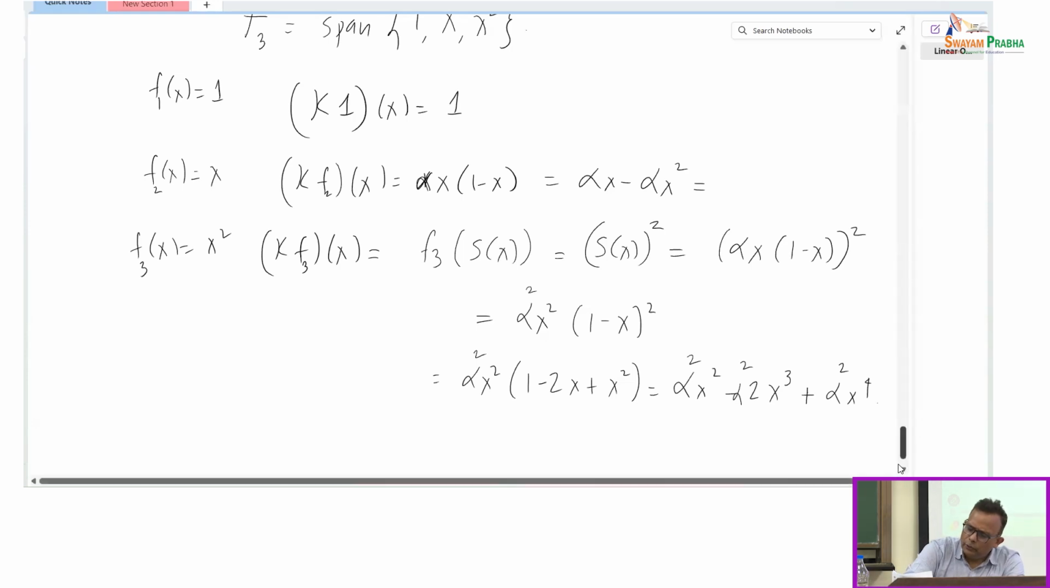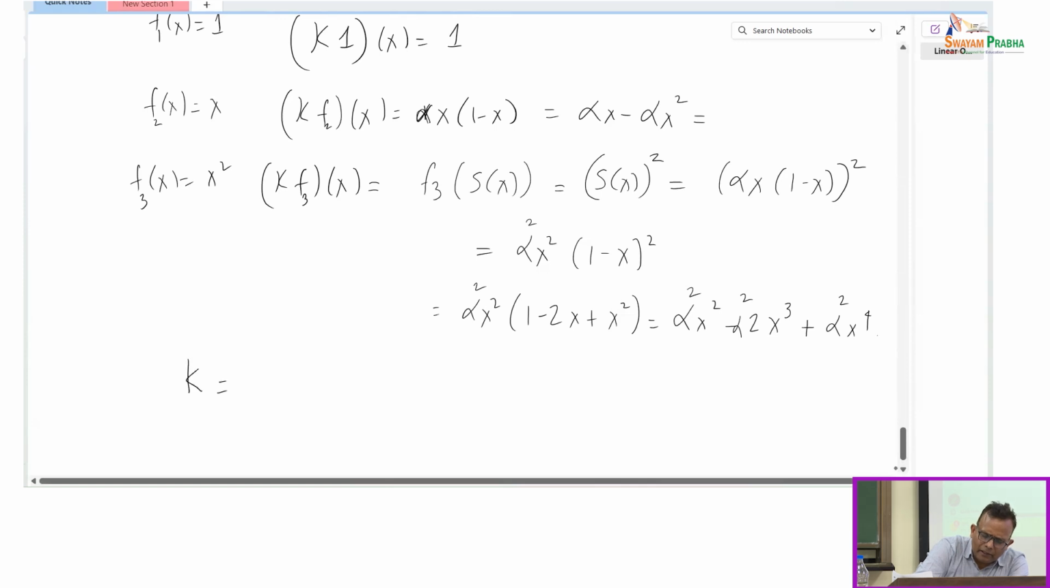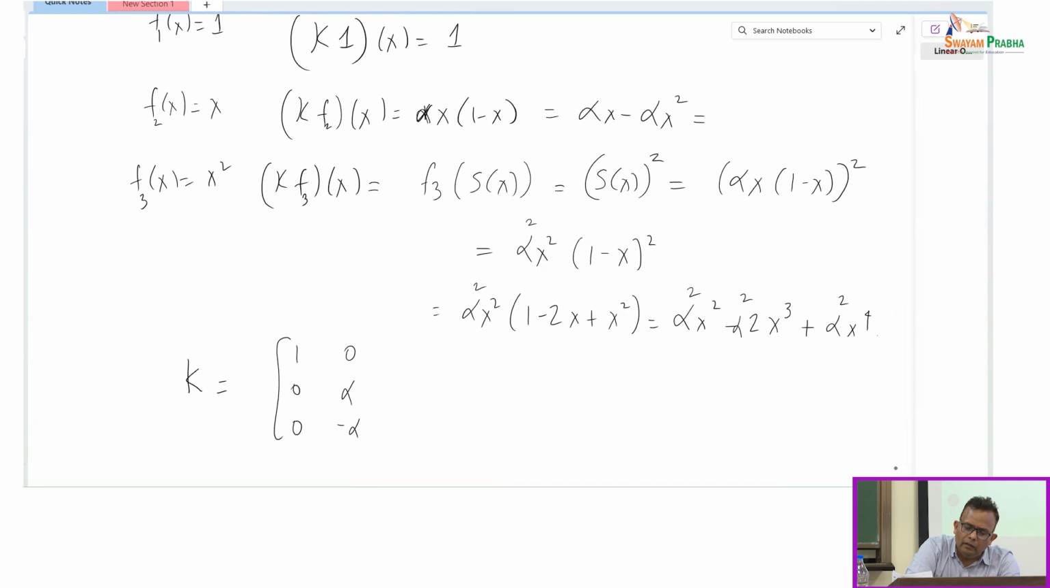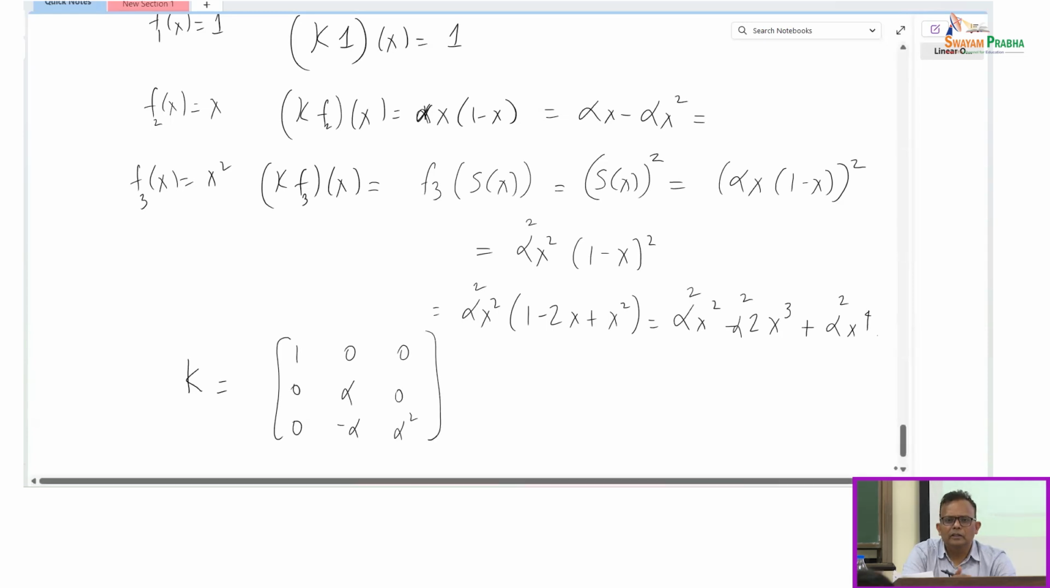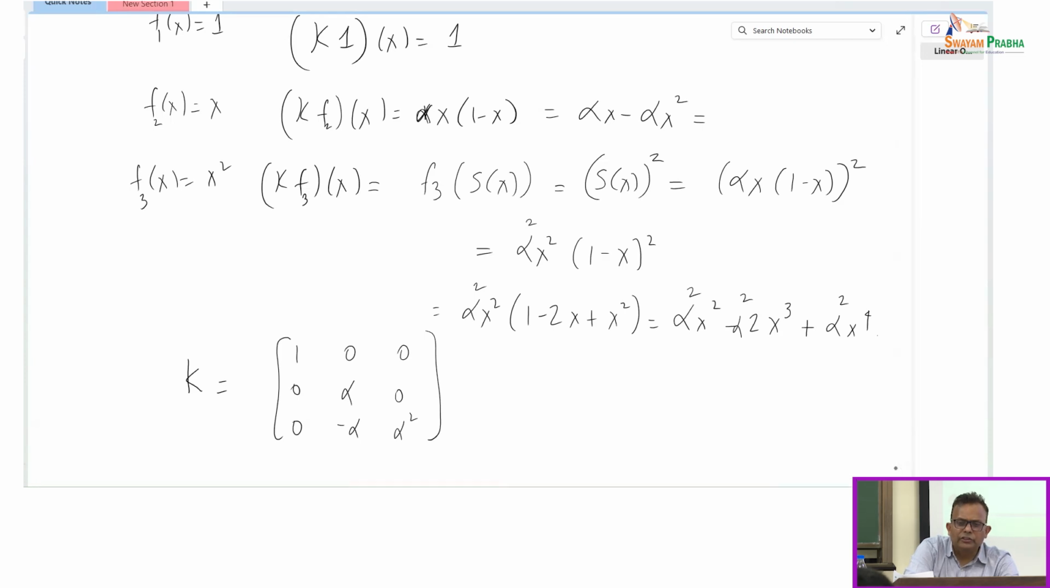If you do the math properly, I'm just going to write it down. The K matrix in this case, if you stick to my notation, which I was using as the column, will look like this: 0 alpha minus alpha, because this is x goes to alpha x minus alpha x square, and then third will be 0 0 alpha square. I'm writing as a column. So 1 goes to 1, that's why 1 0 0. X goes to alpha x minus alpha x square, that means 0 alpha minus alpha, and x square goes to alpha square x square, and these other terms are not there, so 0 0 alpha square.